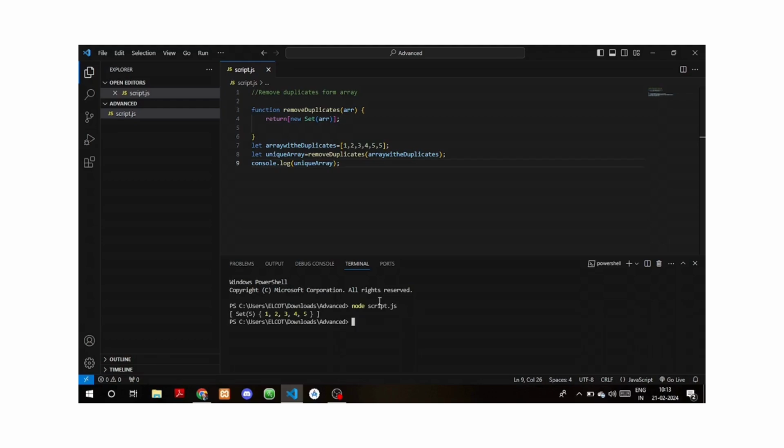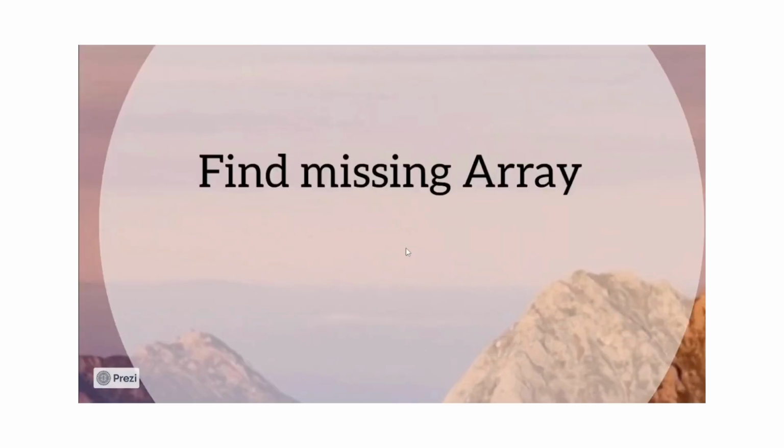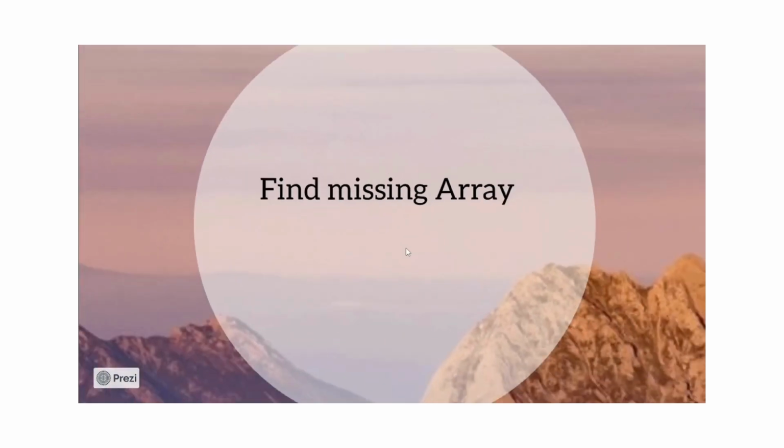So here you can see that the values 1, 2, 3, 4, 5 will be displayed. It removes the duplicate value of 5 from this program. So this is the concept of removing duplicates from the array. Then we are going to see another question, the last question, which is find the missing number in an array.